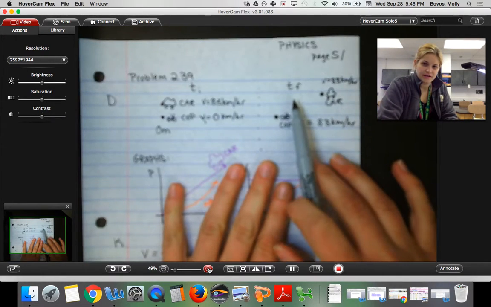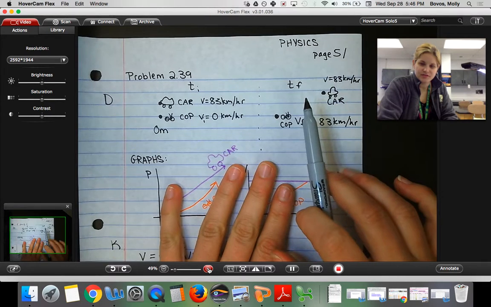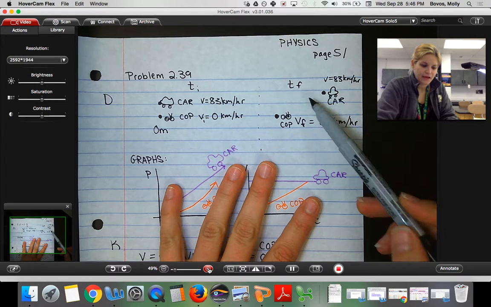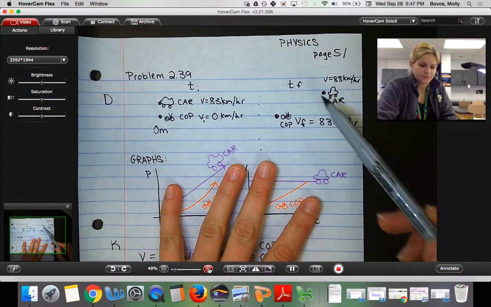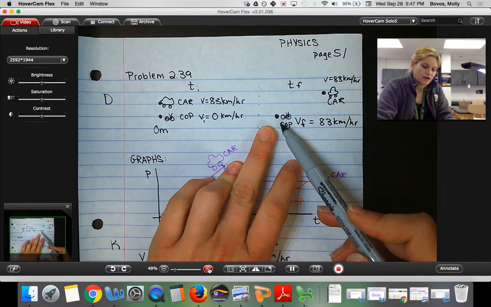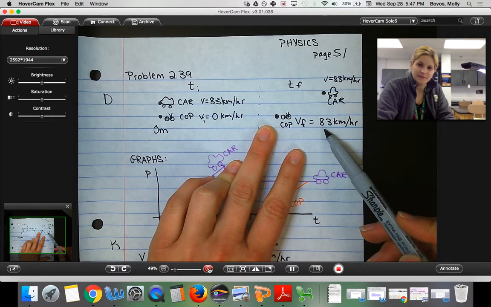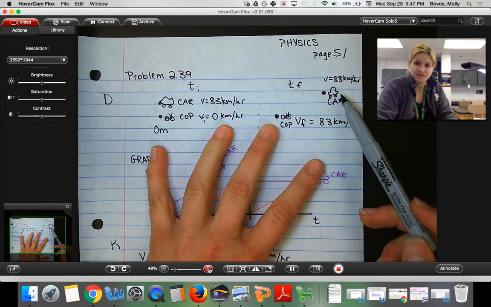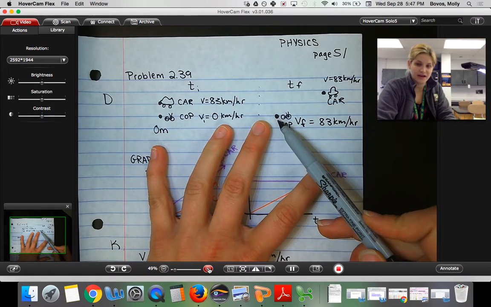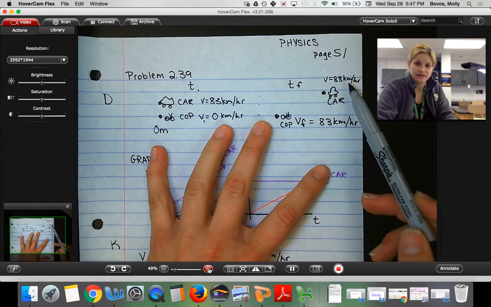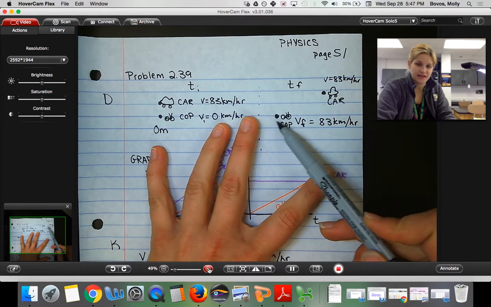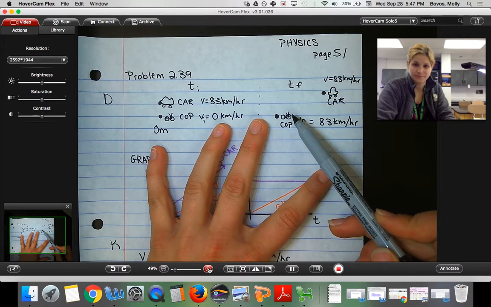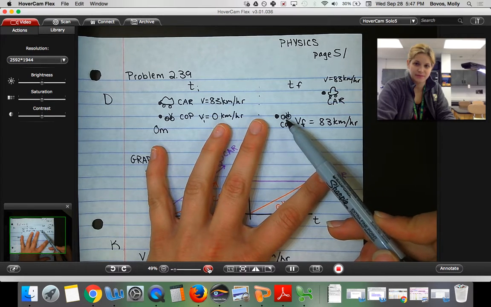And then at the end of the situation being described in this problem, my final time, if you will, my cop has now gotten up to speed, but logically you know that the car's still going to be ahead, because this guy hasn't been going 83. This guy has been going 83. He's had to catch up. So he's still behind when he gets up to 83. So that's why I'm drawing him back here.